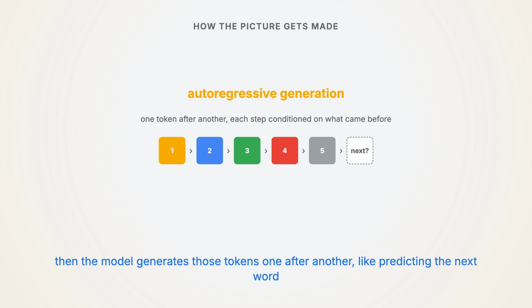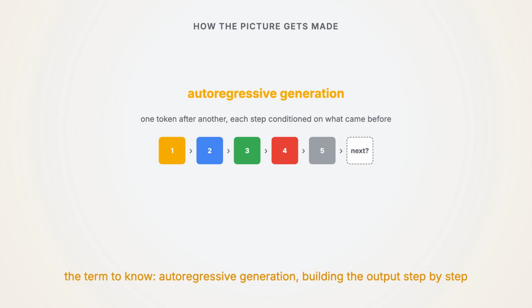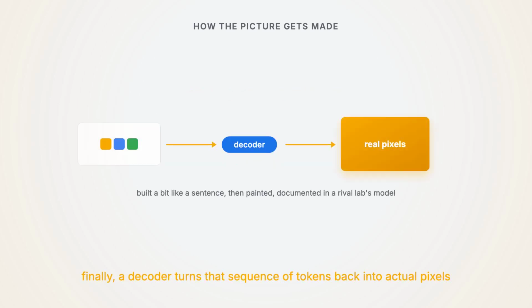That is the term to know. Autoregressive generation, building the output step by step, each step conditioned on what came before. Finally, a decoder turns that sequence of tokens back into actual pixels you can see.